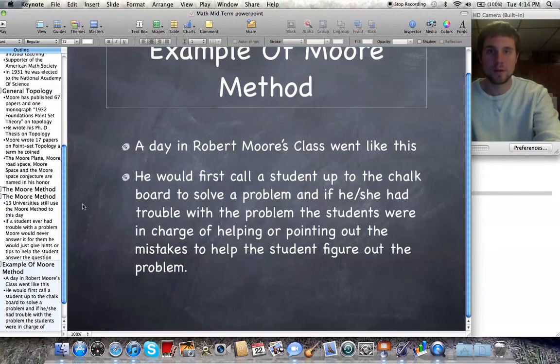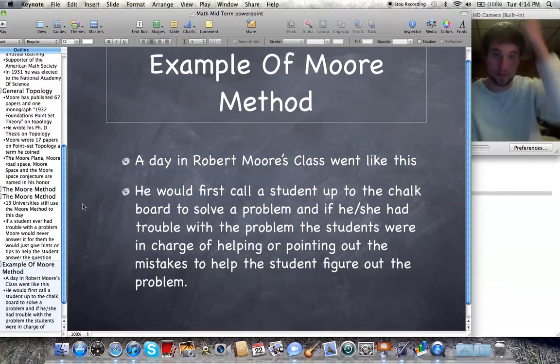And lastly, an example of the Moore method. A day in Robert Moore's class usually went like this. When the class started, he would first call a student up to the chalkboard to solve a problem, and if he or she had any trouble with the problem, the other students were in charge of helping point out the mistakes to help the student figure out the problem. And like I said before, if nobody could answer the problem, Robert Lee Moore would just give them hints or tips to help them get to the part of the problem to figure it out and answer it themselves. He would never do it himself.